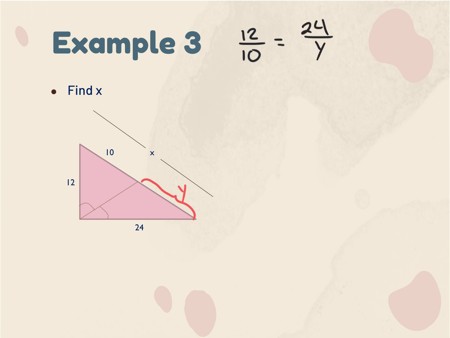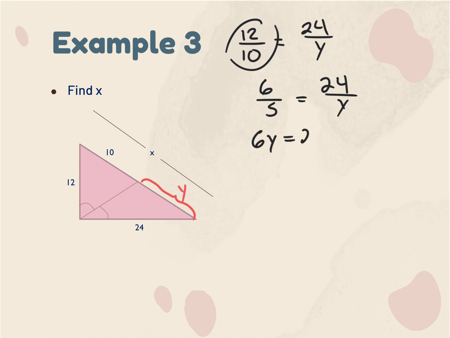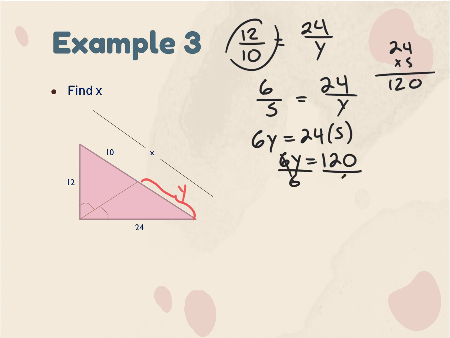I'm going to go ahead and cross multiply, but actually before I cross multiply, I'm going to simplify this to 6 over 5 equals 24 over Y. Let's make our lives easier by simplifying. We're going to cross multiply, and we're going to get 6Y is equal to 24 times 5. Now 24 times 5, I don't know off the top of my head. So it's going to be 120, which gives me 6Y is equal to 120. Divide by 6, divide by 6, and I end up with Y is equal to 20.